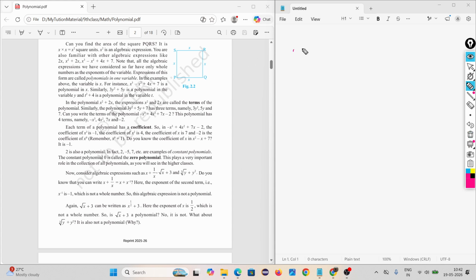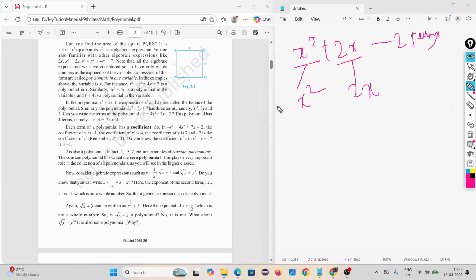In the polynomial x square plus 2x, the expressions x square and 2x are called terms. How many terms are there in this expression? Two terms. One is x square, another is 2x. Two terms are there.